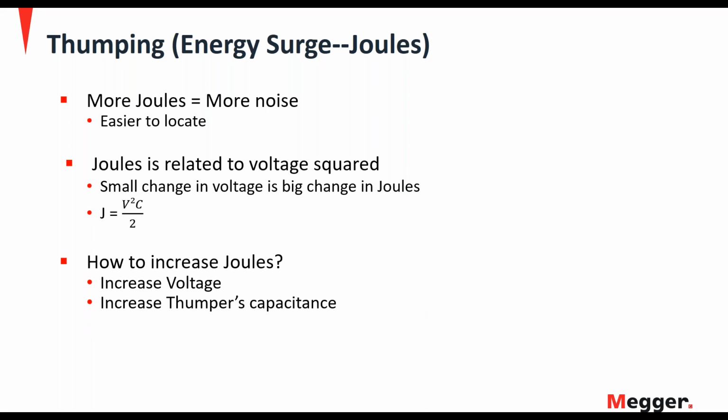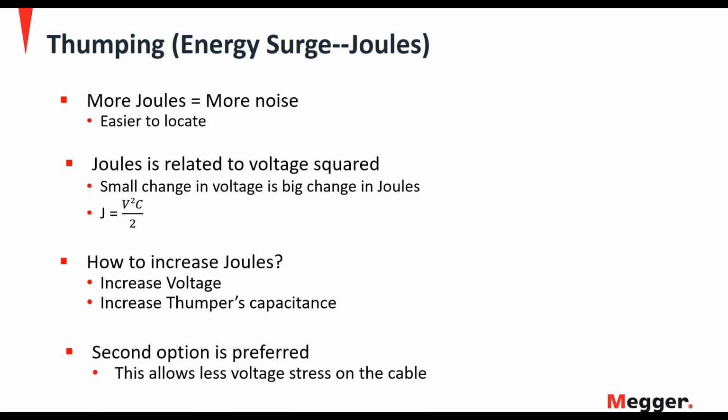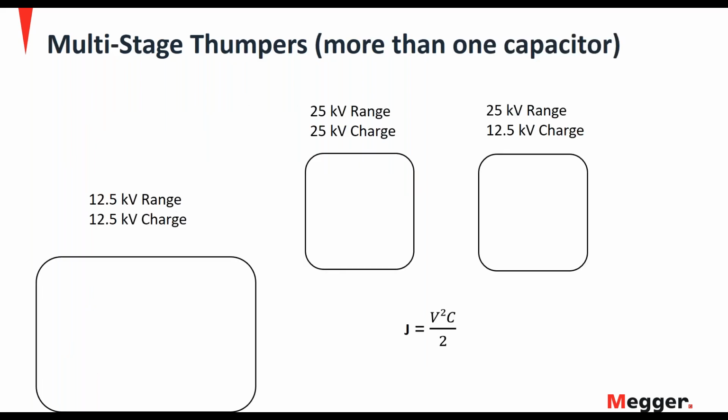We can increase the joules by increasing voltage, or we can increase the joules by using more capacitance. The second option is preferred. If we increase the joules by using a larger capacitor, this allows us to make the same or more amount of noise with less voltage stress. So let's look at that just a little bit closer.